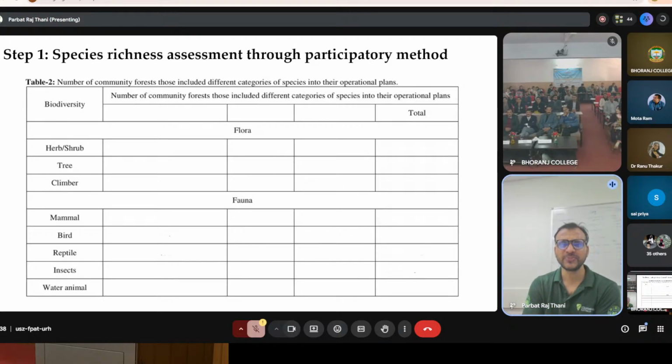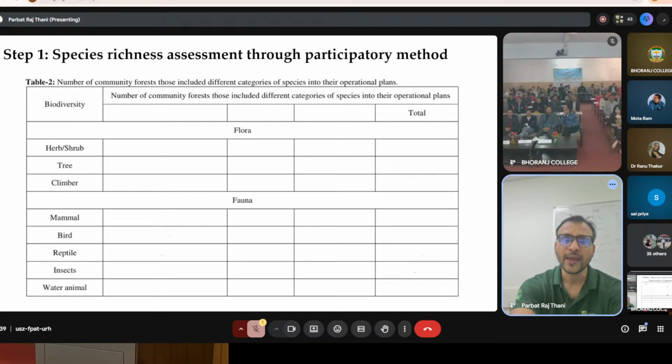So there were many species that we were now able to collect, and we could understand the species there in their community forest. They were also not aware of that. For example, few people know few species and other people know other species. When we collected that information, they also got shocked. Oh, we never knew that many species are in our community forest. So this was a really good starting point for us to incorporate biodiversity and ecosystem services in the operational plan.